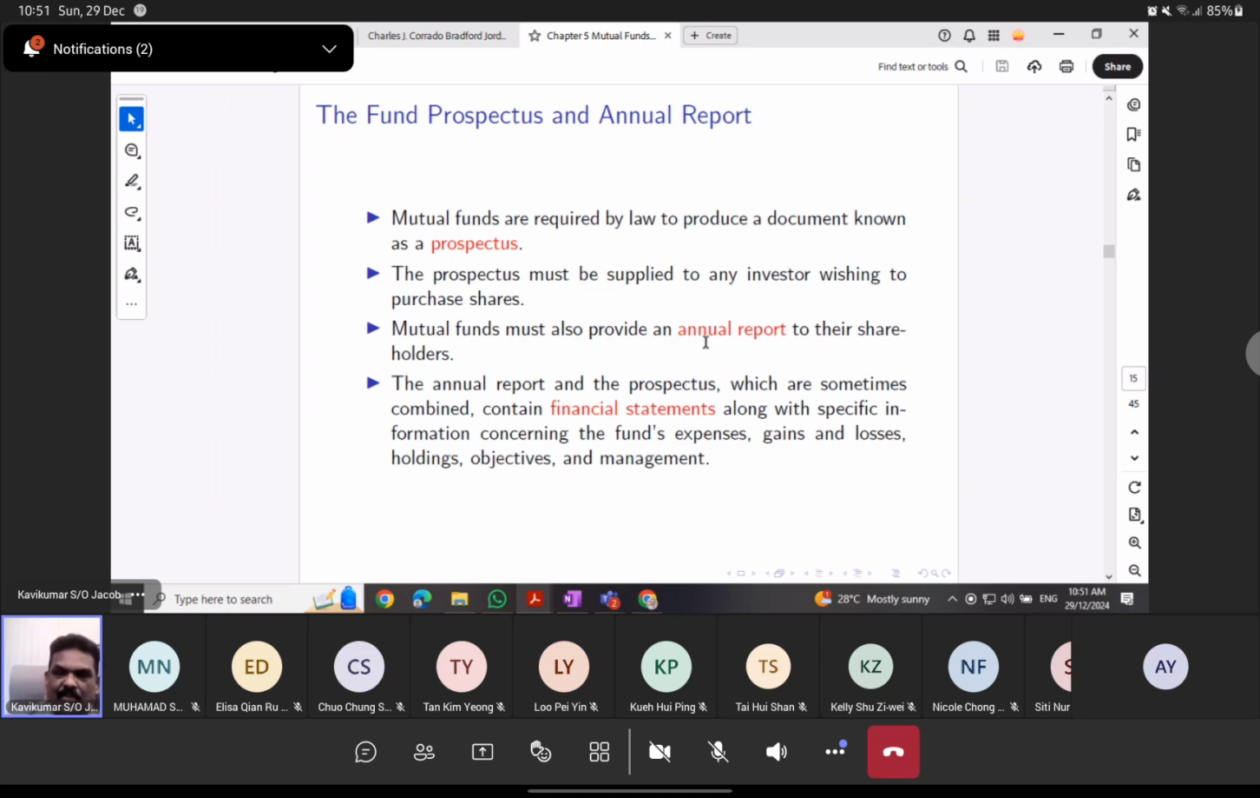Mutual funds also provide an annual report to the shareholders. So every year, at the end of the year, they will provide an annual report to the shareholders, showing where the mutual fund invested and how much profit was gained from the investment. The annual report and the prospectus are sometimes combined, called the financial statement, along with specific information concerning fund expenses, gains, losses, holdings, objectives, and management. So everything will be in the financial statement.